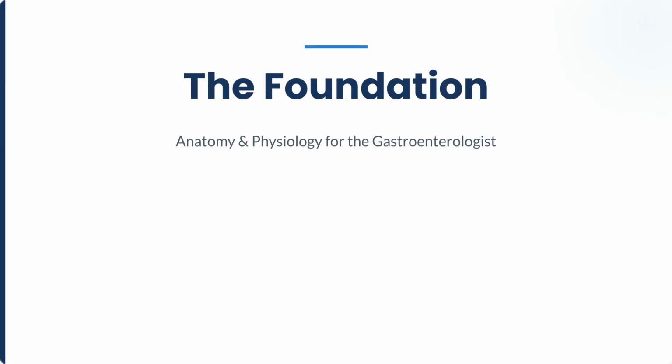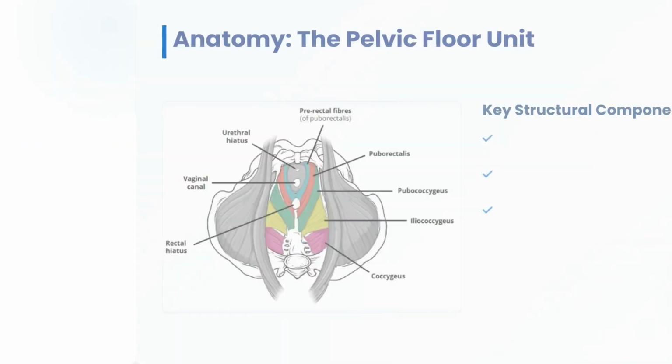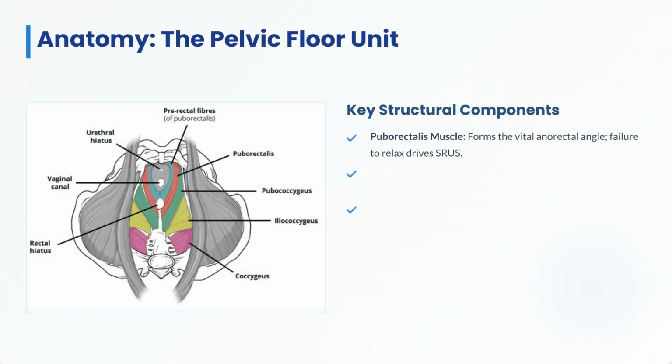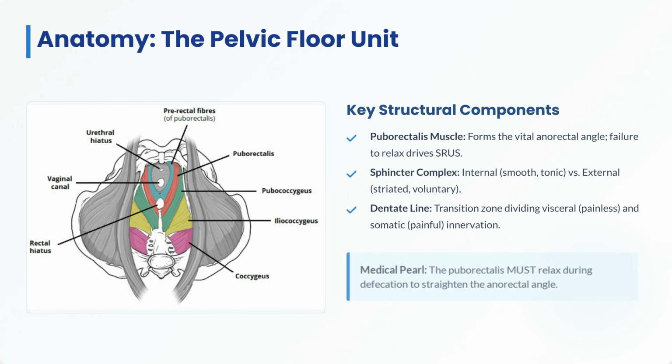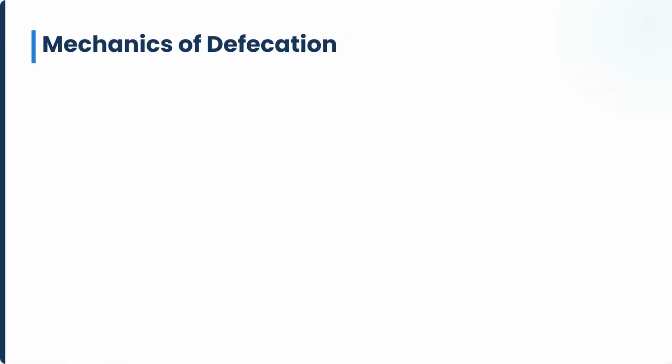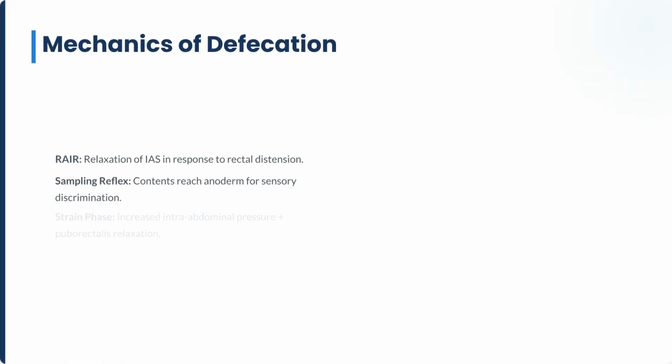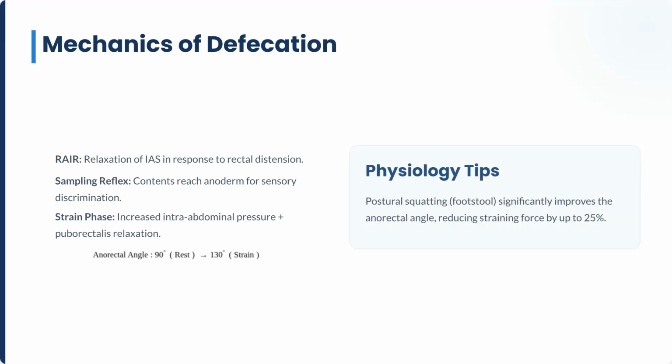We begin with the foundation, the essential anatomy and physiology knowledge for the gastroenterologist. The pelvic floor unit includes the puborectalis muscle, sphincter complex, and the dentate line. Remember, the puborectalis must relax during defecation to straighten the anorectal angle. Defecation mechanics involve RAIR, the sampling reflex, and the strain phase. A key tip is that postural squatting with a footstool significantly improves the anorectal angle, reducing straining force.